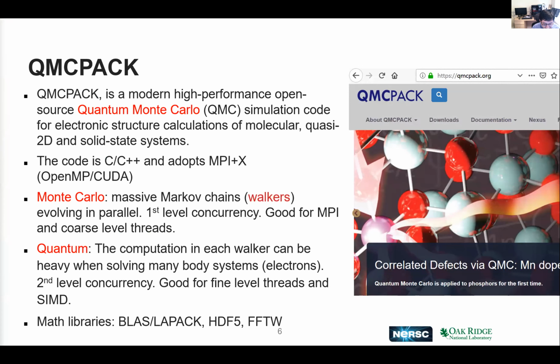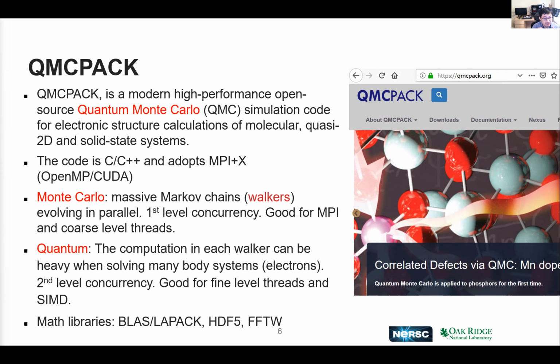QMCpack is the code I work on to implement the quantum Monte Carlo method. We have both real space methods, like variational Monte Carlo and diffusion Monte Carlo, and we also have second quantization orbital space methods, like auxiliary field quantum Monte Carlo. But what I will cover today is mostly the real space one. In the real space code, C++ is our language, and we adopt the MPI plus X programming model.